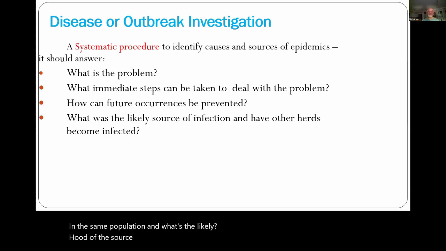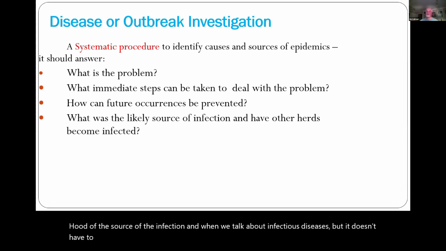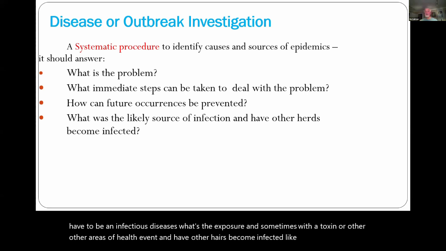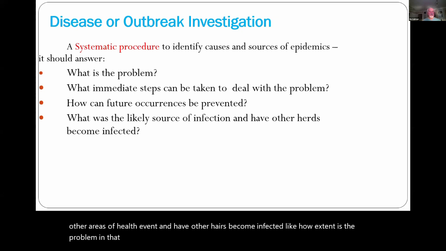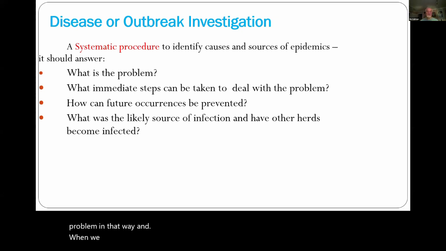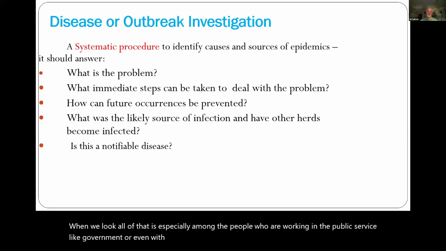What is the likelihood of the source of the infection? When we talk about infectious diseases, but it doesn't have to be infectious diseases, what is the exposure, sometimes a toxin or other kind of health event, and have others become infected, like how extensive is the problem? And when we look at all of that, it is especially among the people who are working in the public service, like government, or even with some of the international agencies.